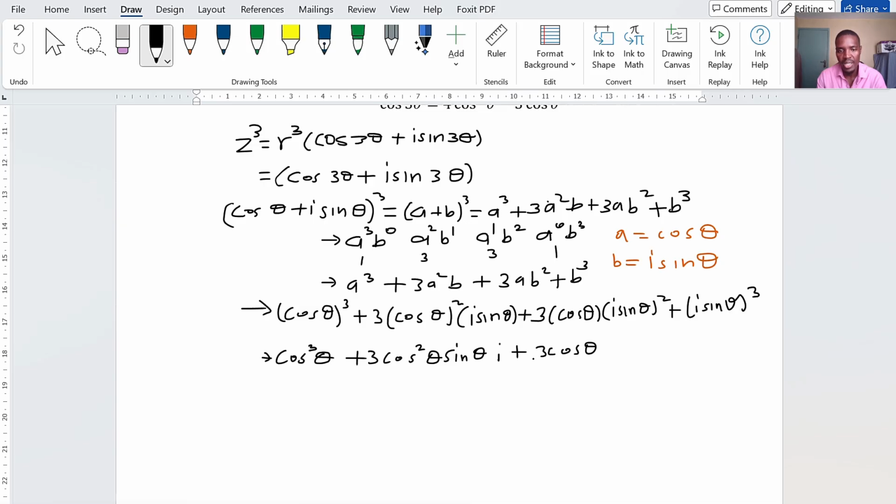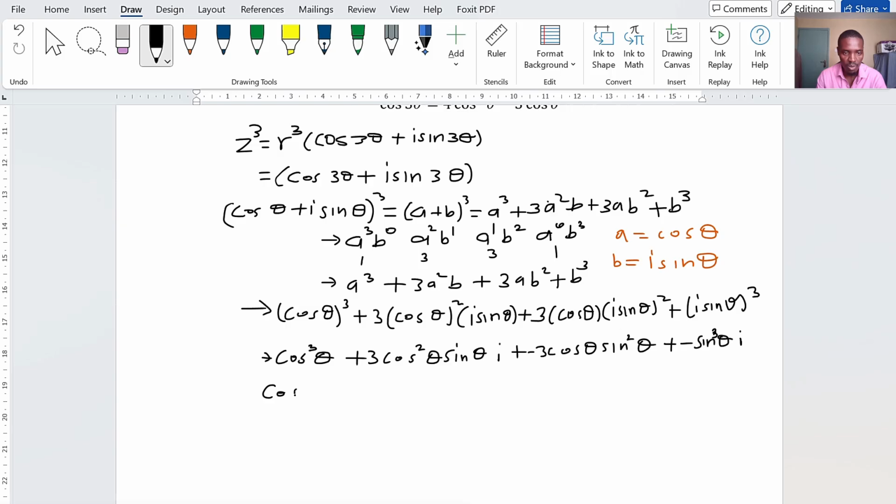Then when you square i, it becomes a negative. So we have a negative here, while now we have sine squared theta. Then finally, plus, it will be a negative. When you square i, it becomes a negative. So it will be a sine cubed theta i, because i cubed is negative i.